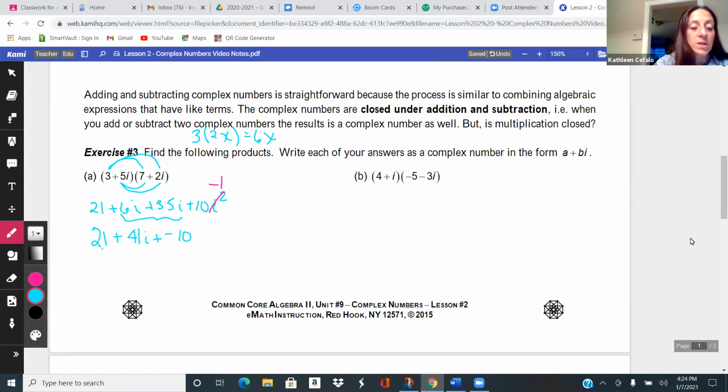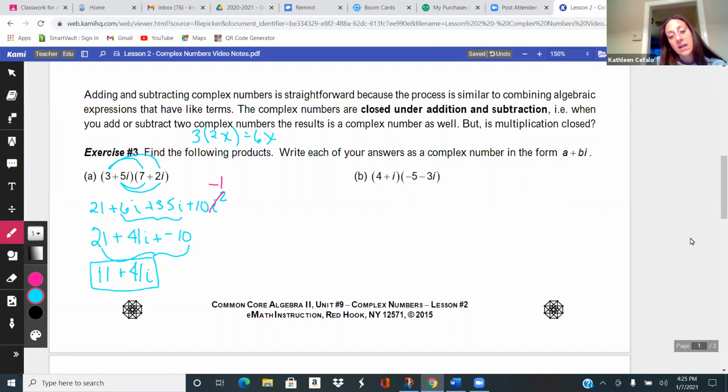Okay, so now we can take this one step further, combining the 21 and the -10. So 21 plus a -10, so how about positive 11 plus 41i? Notice what happened. We get back a complex number. So we started with complex numbers, we get back a complex number. Okay, let's try another one.